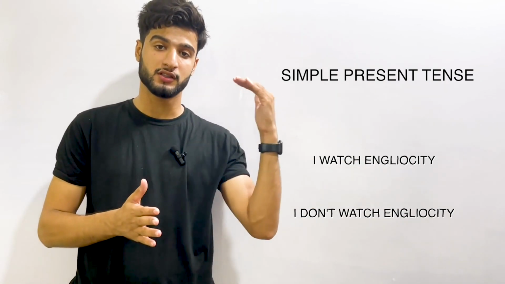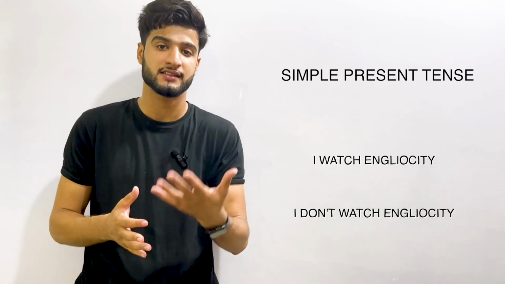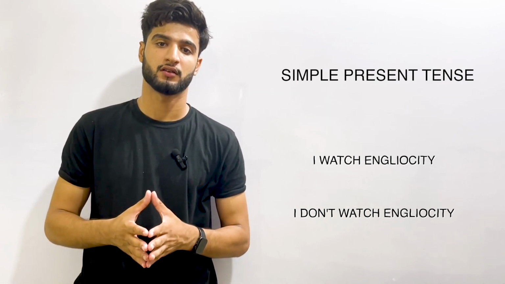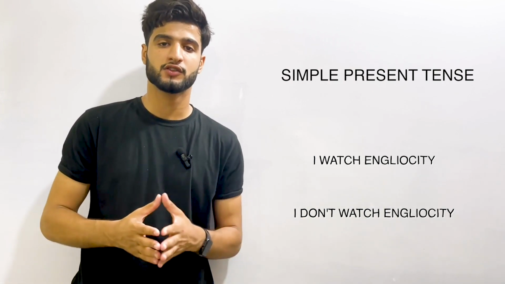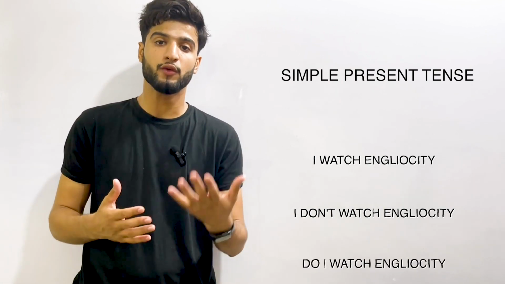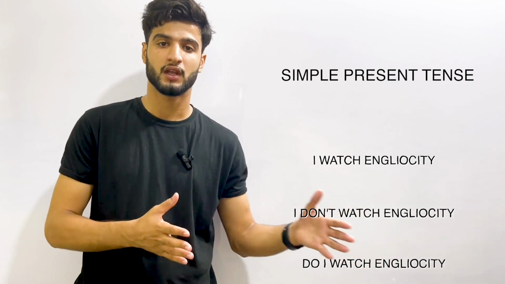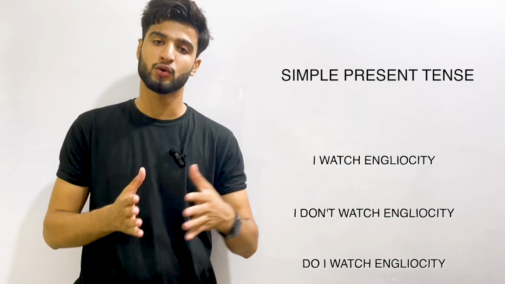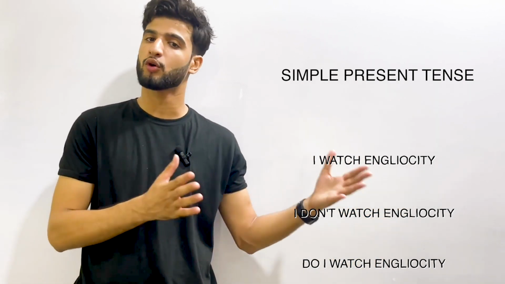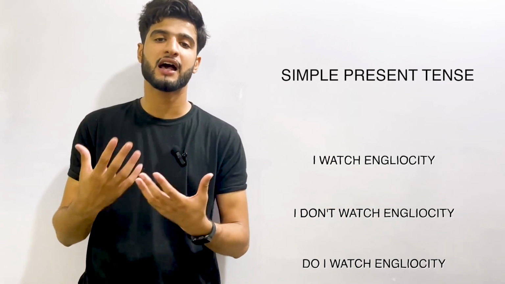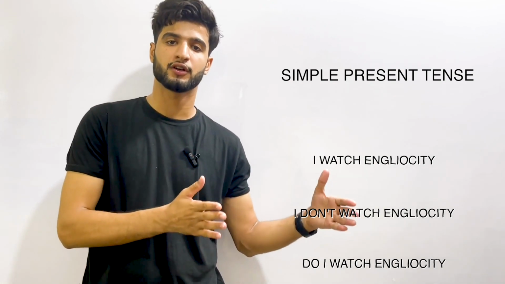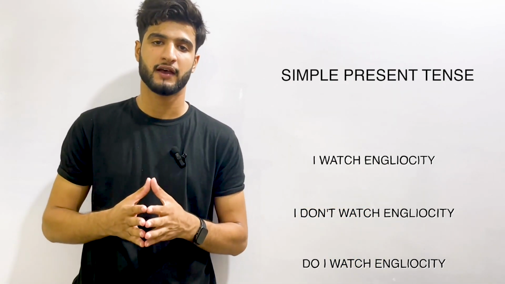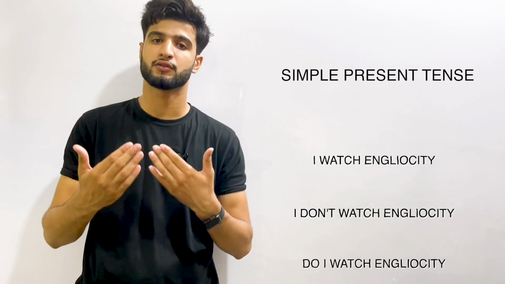Right? Now again, the positive structure talks about an action that is happening. The negative structure talks about an action that is not happening or not taking place. Right? The interrogative structure: do I watch EnglioCity? I watch EnglioCity. I don't watch EnglioCity. Do I watch EnglioCity? Now, this is how simple present tense helps us to describe regular actions. Now, taking breakfast, you do it regularly.